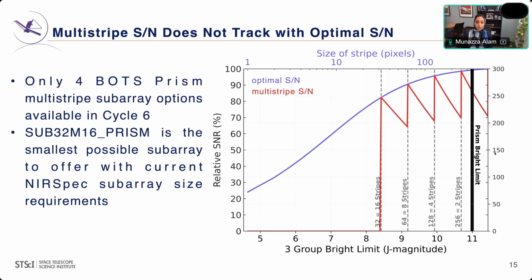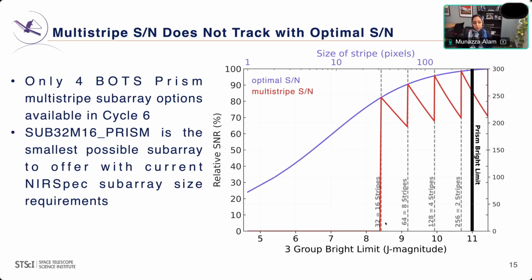I'll talk about this shortly, but I did just want to highlight, we're only offering 4 PRISM multi-stripe subarrays this cycle. And at the moment, the bright limit improvements that we have are limited by the size of the smallest subarray. In this case, this is the SUB32 N16 subarray. And right now, this is actually the smallest possible subarray that we are able to offer, given the current size requirements for subarrays on NIRSpec.